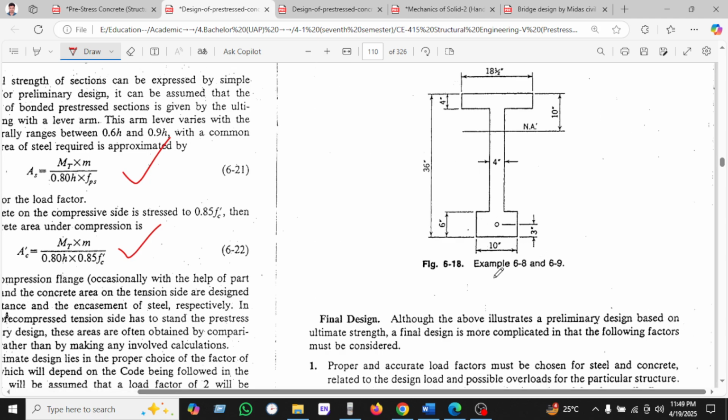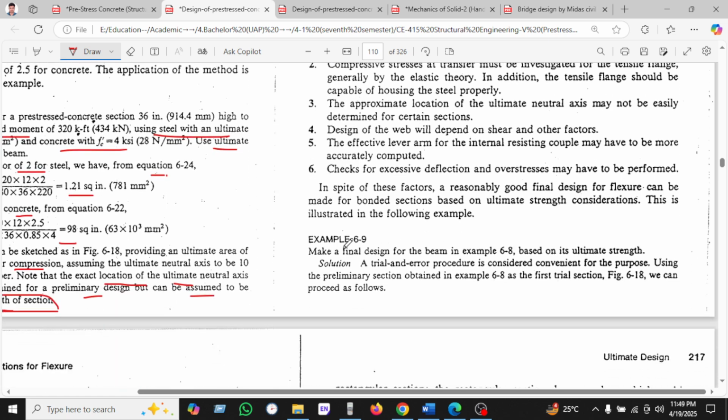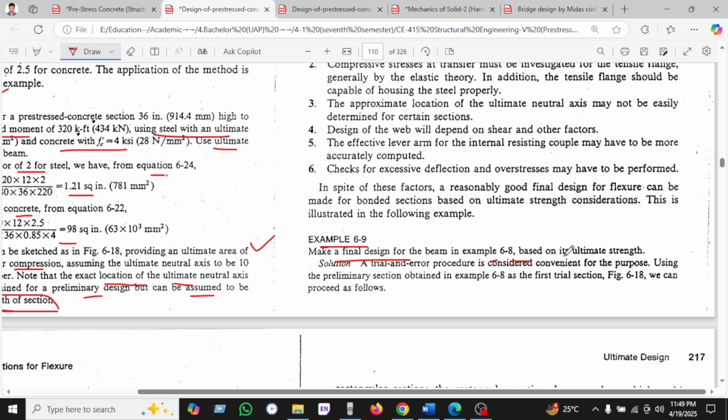So the final example is given here, the data is given here, and the final design will be given, although all of the preliminary design is done. This is the final design, example 6.8. As we have been doing the preliminary design, now we'll do the final design based on the ultimate strength solution.